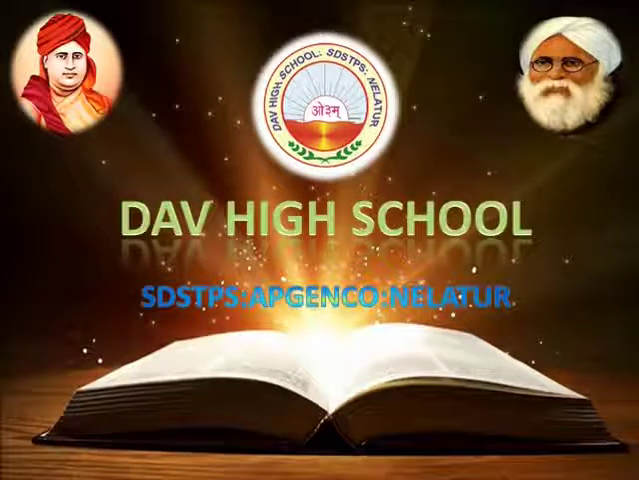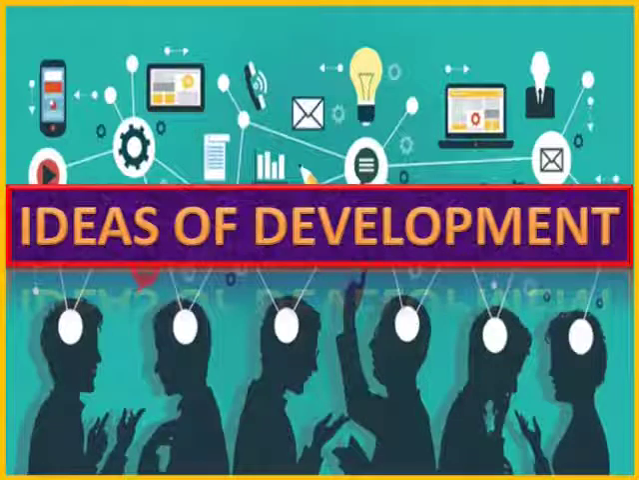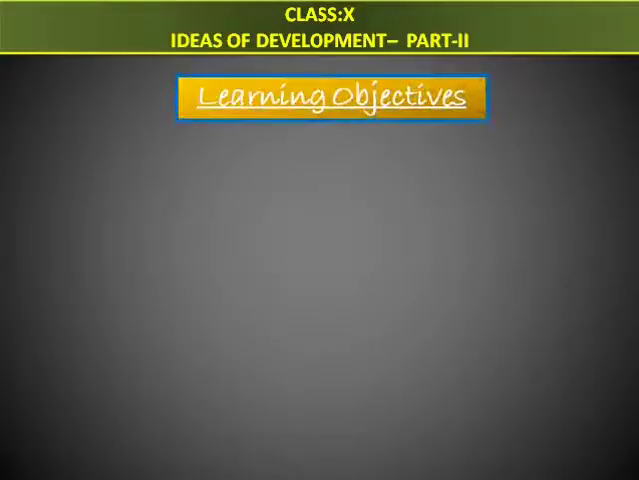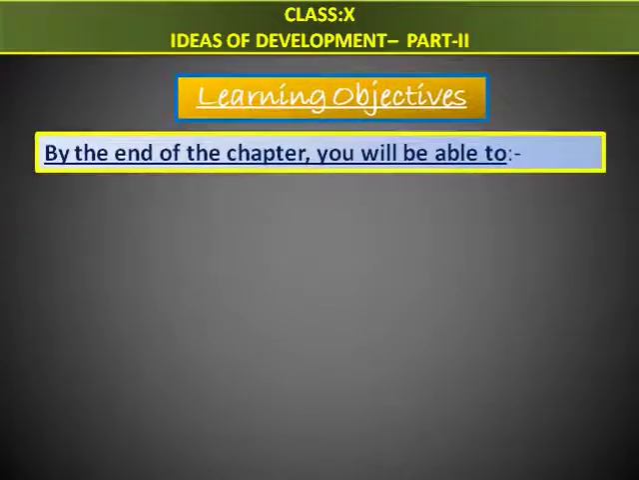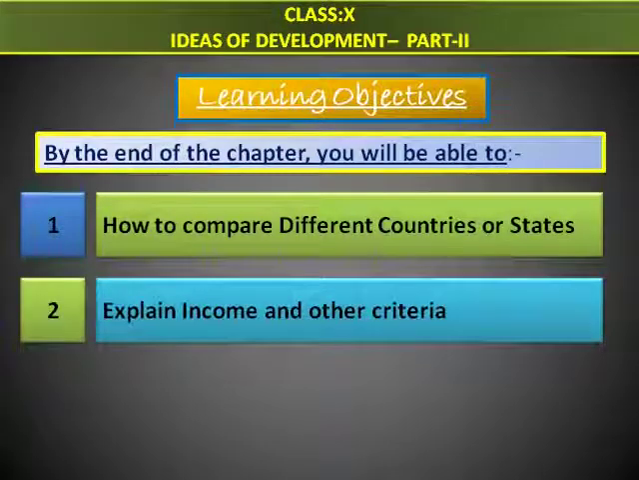Welcome to the chapter Ideas of Development. In the earlier class, we learned to define development, explain different development goals of individuals, and describe income and other goals. Learning objectives of this session: by the end of the chapter, you will be able to compare different countries or states, and explain income and other criteria. Now let us start.